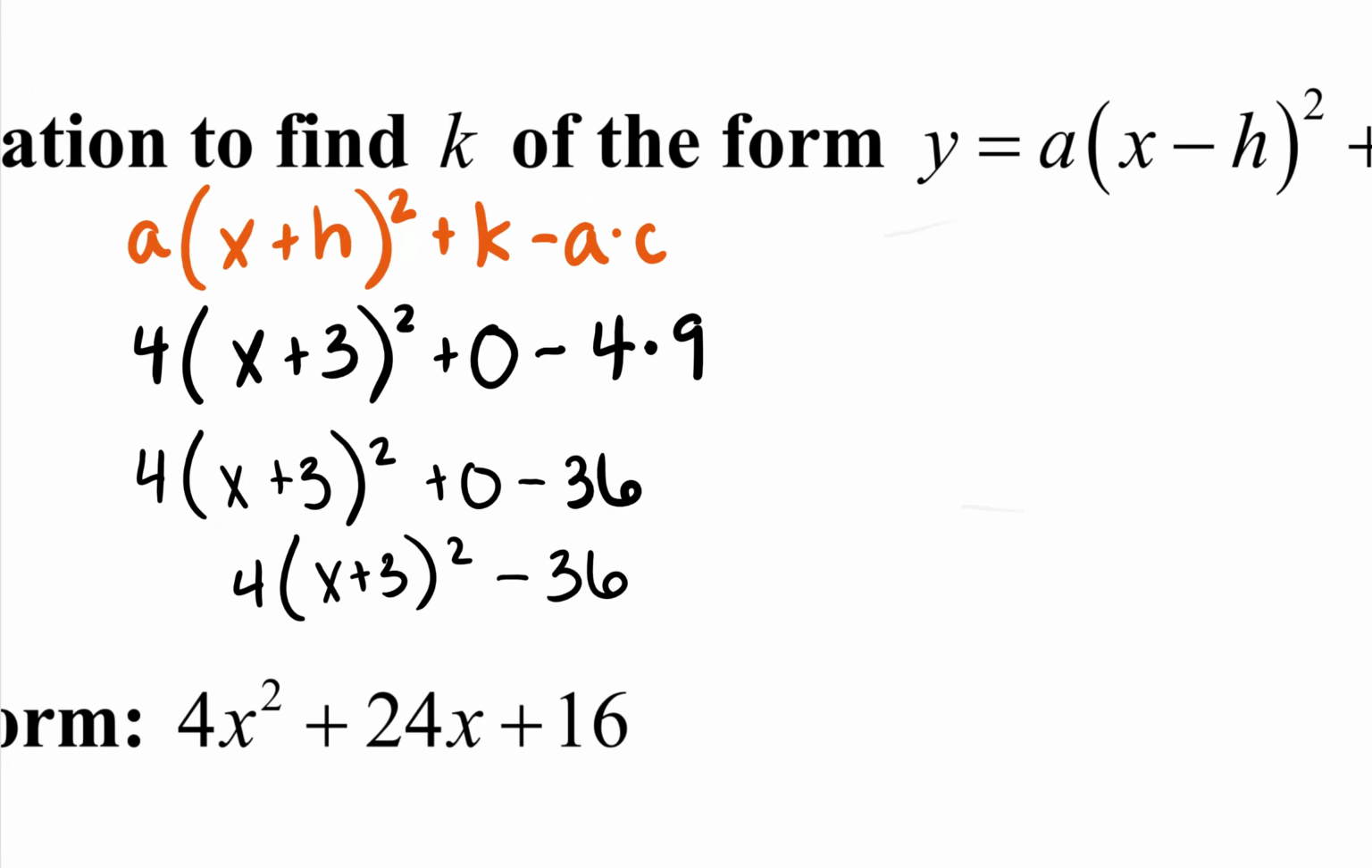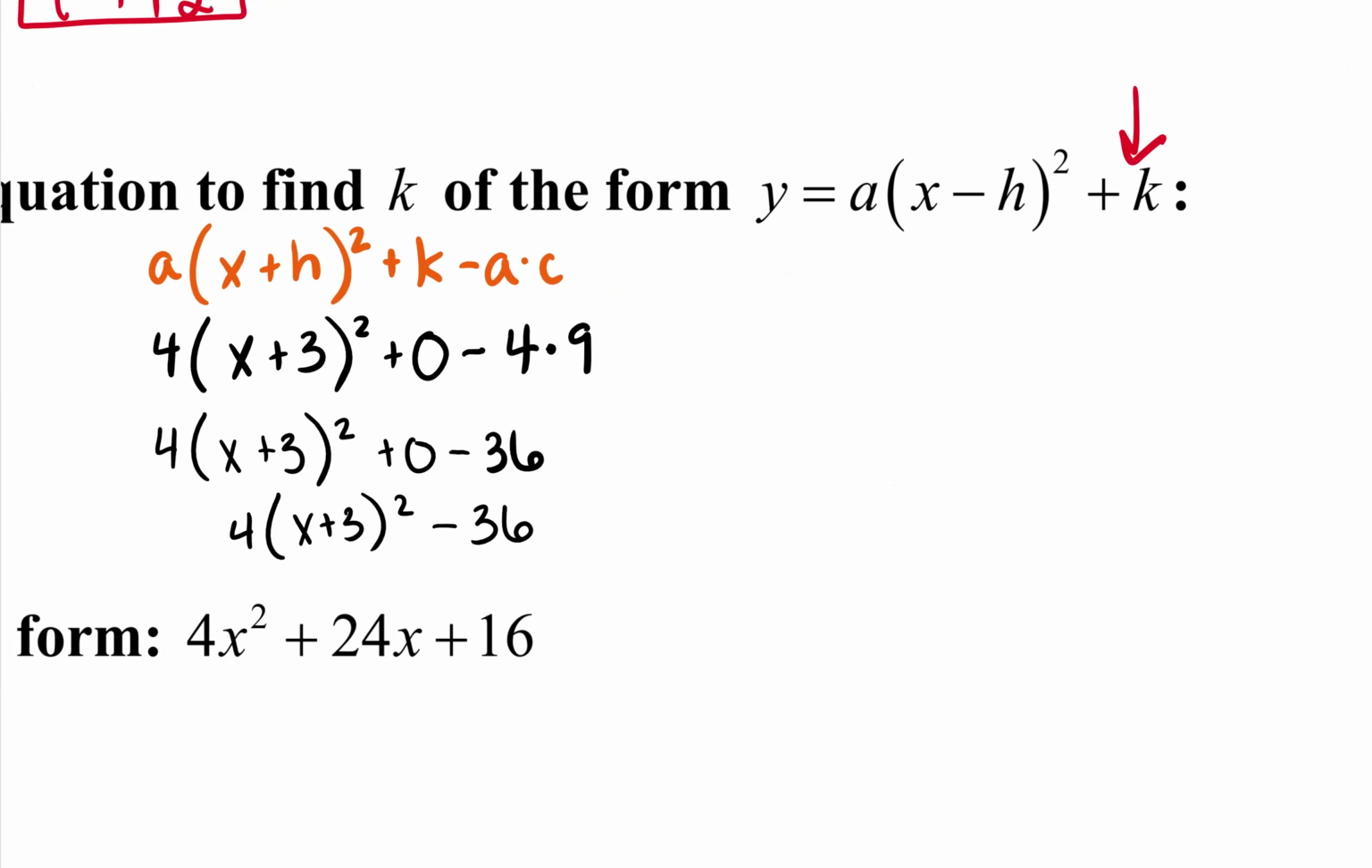Alright, so now go back to the question. The question is, I want to know k. Alright, so I want to know k. I want to know the very end number after I complete the square. So my very end number right here is negative 36. So my answer, or my k that I'm looking for, is negative 36. And that's it.